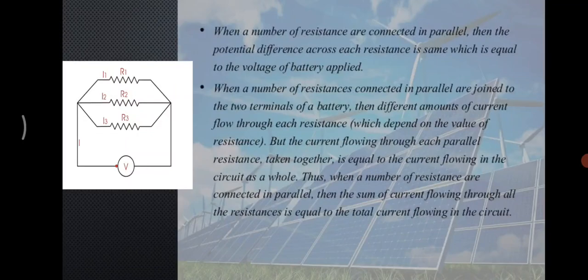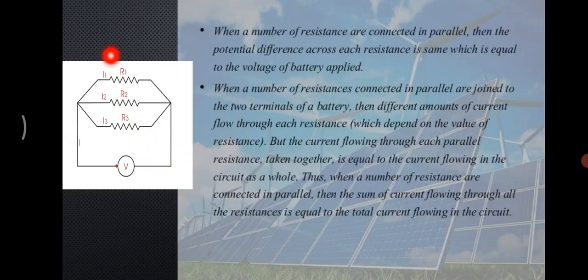When a number of resistances are connected in parallel, then the potential difference across each resistance is the same, as the battery voltage is applied across each. See here, the current is getting divided, as it is getting 3 paths here. It should enter from here also, as well as here, as well as here. But the potential difference will remain the same over there, because they are connected to the same terminals. So I1, I2 and I3, if you add them up, will equal the total current. Because the resistors connected in parallel are joined directly to the 2 terminals of the battery, the potential difference is not going to divide here.